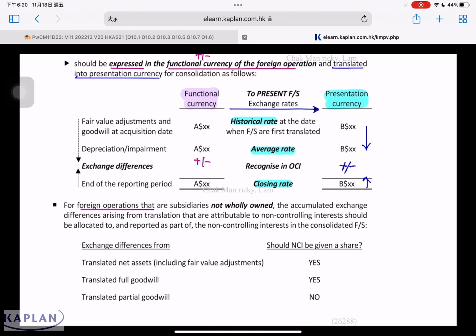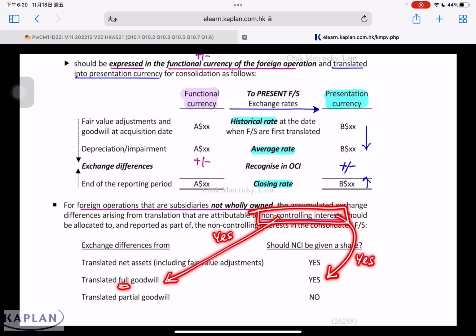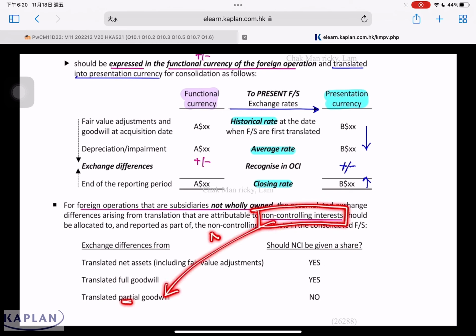For a foreign operation, if the subsidiary is not 100% owned, there should be NCI. If NCI share the net assets, NCI will share the translation difference on net assets. If it's a full goodwill, NCI share the full goodwill, and NCI will share the translation differences on goodwill. If it's a partial goodwill, NCI do not share the partial goodwill, so NCI will not share the translation differences on this partial goodwill.